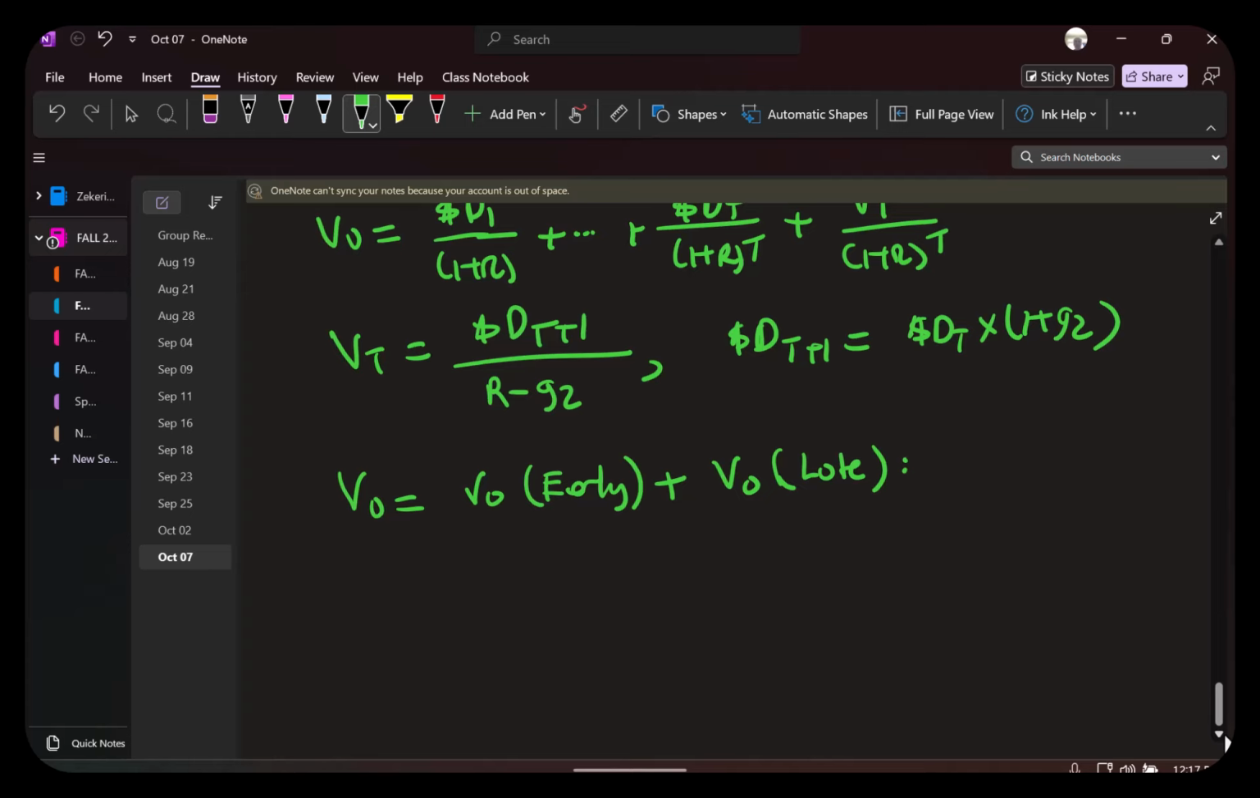And you're going to say, give me good estimates of the dividends for the next 5 years. I'm going to tell you that's $1, $2, $3, $4, $5. Give me a good discount rate, 10%. I'll calculate those. That's the value of the early company.